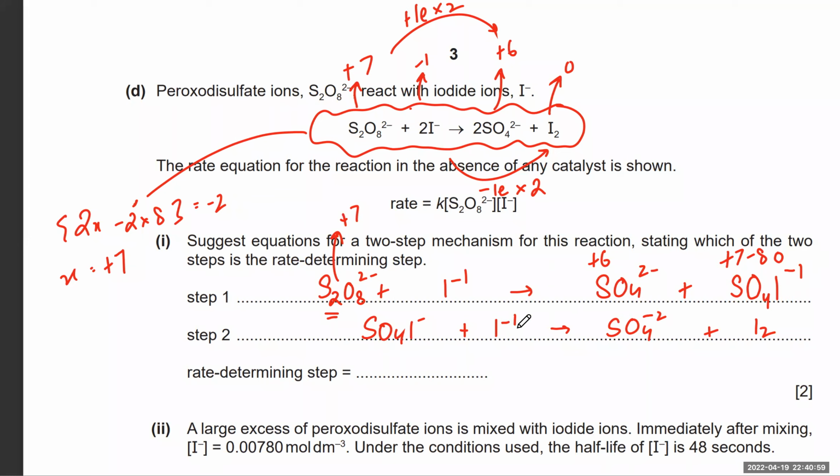Then the other I -1 comes in. This sulfur is +7, so I -1 comes in, gives it that one electron as well. So sulfur changes into +6. The other sulfur also changes into +6. I -1 loses another electron. Now you've got two I -1s losing electrons, so they would form I2. Okay, is that clear?